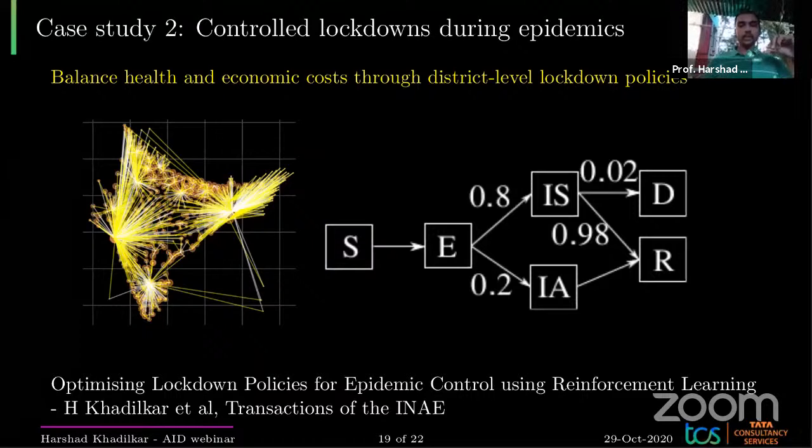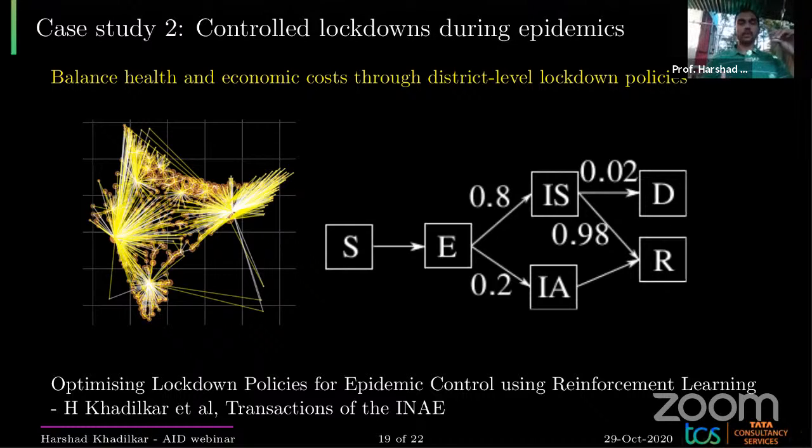A second and very topical case right now is this thorny idea of doing district-wide lockdowns. In the COVID scenario recently, we had this nationwide lockdown, and people were wondering whether you could do something more locally oriented at the district level, so that districts that are not having too many COVID patients can be opened up, some economic activity can be started, while others where the disease is spreading very fast can be closed down.